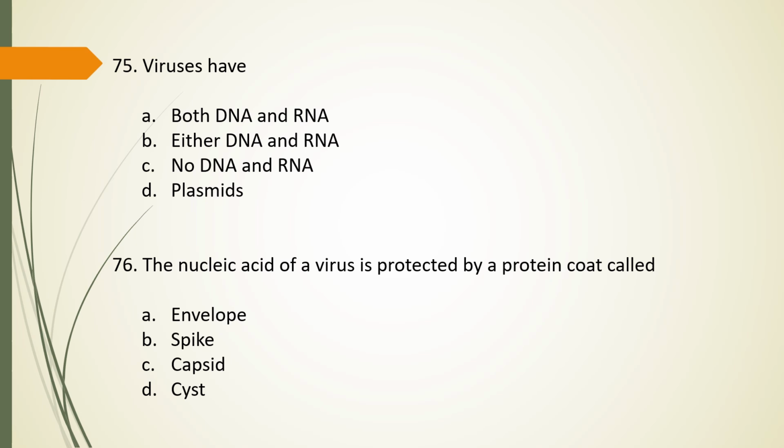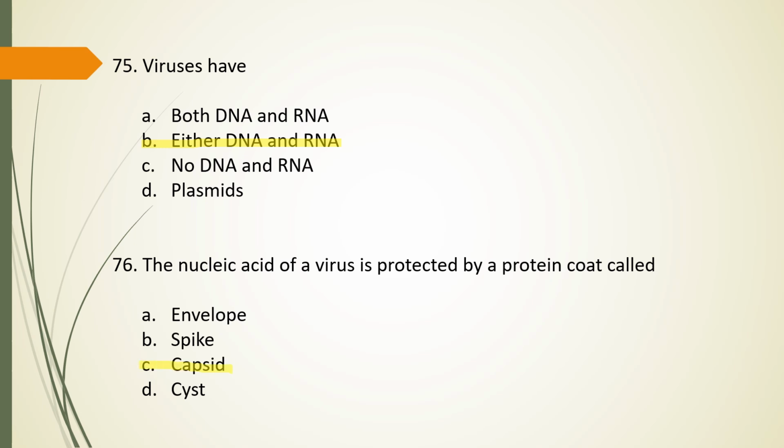Question number 75. Viruses have option A, both DNA and RNA, B, either DNA or RNA, C, no DNA and RNA, D, plasmid. The correct answer is option B, either DNA or RNA. Question number 76. The nucleic acid of a virus is protected by a protein coat called. The options are option A, envelope, B, spike, C, capsid, and D, cyst. The correct answer is option C, capsid.